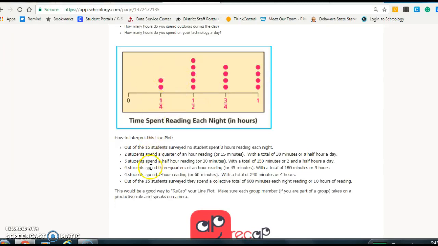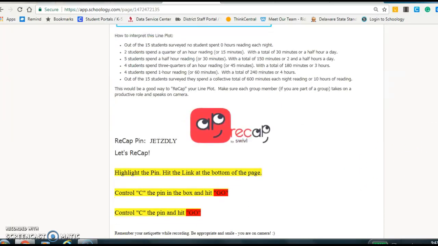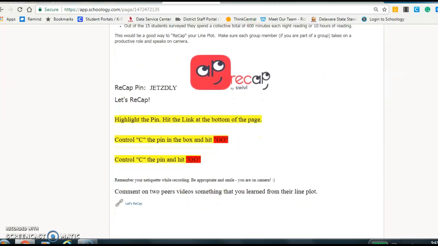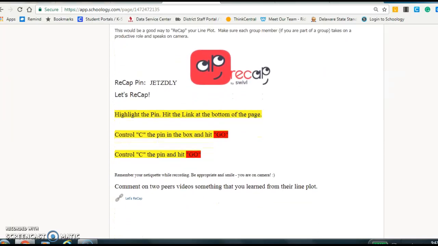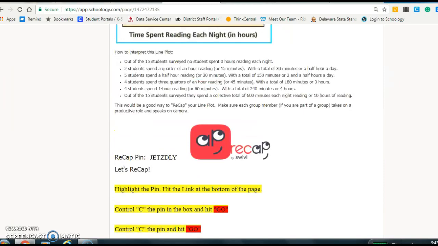With this one, it goes on with the bullets, and I said this would be a good way to recap your line plot. Make sure each group member, even if you are a part of a group, takes a productive role and speaks on camera. So here I have the recap, and they're to speak on camera and then comment on 2 peers' videos about their line plot.